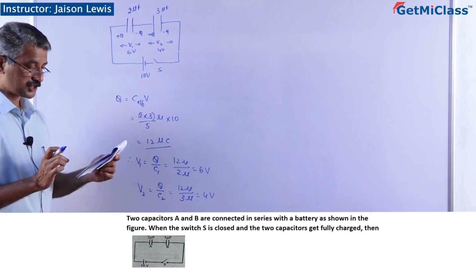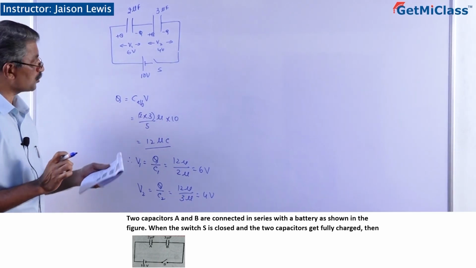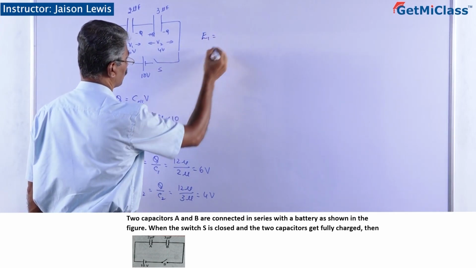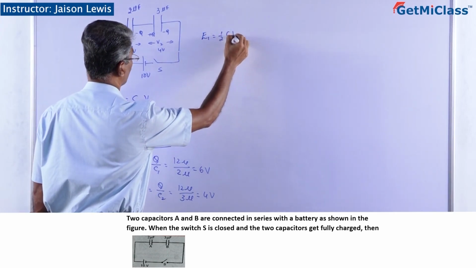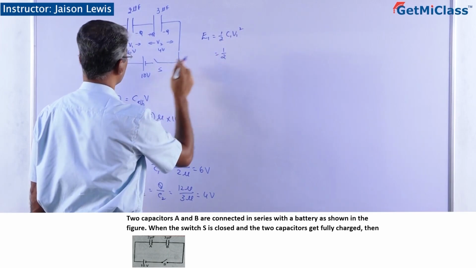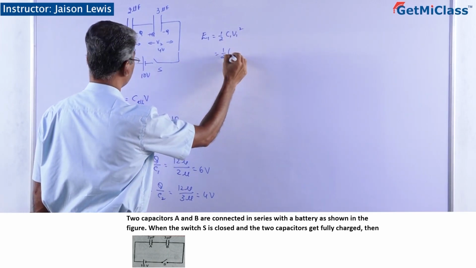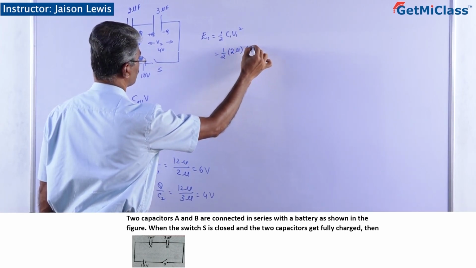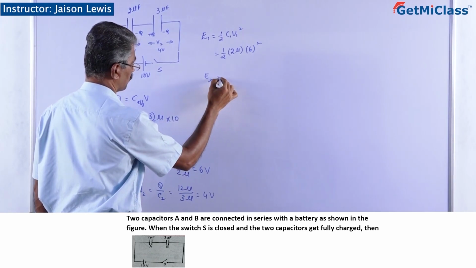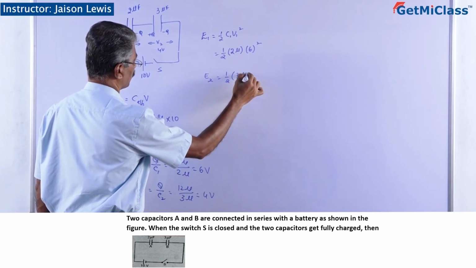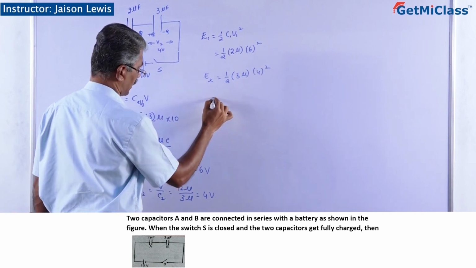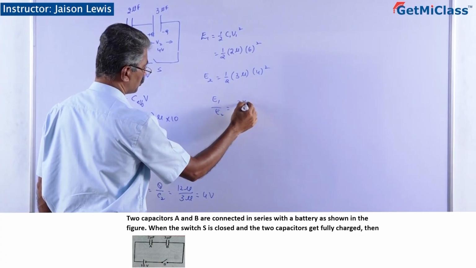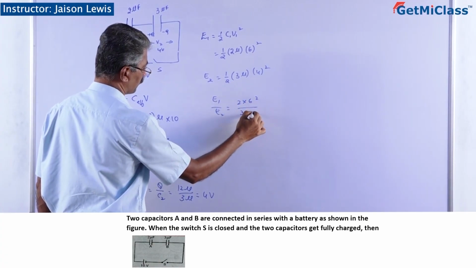The reason is the ratio of electrical energy stored in A and B is said to be 2:3. We'll just find out the energy. Energy in the first capacitor E1 is equal to half C1 V1 square. It is half into C1, where C1 is 2 micro and V1 is 6 volt. Whereas E2 is equal to half into 3 micro and 4 square. If you find the ratio E1 by E2, half cancels, micro cancels, 2 into 6 square divided by 3 into 4 square.